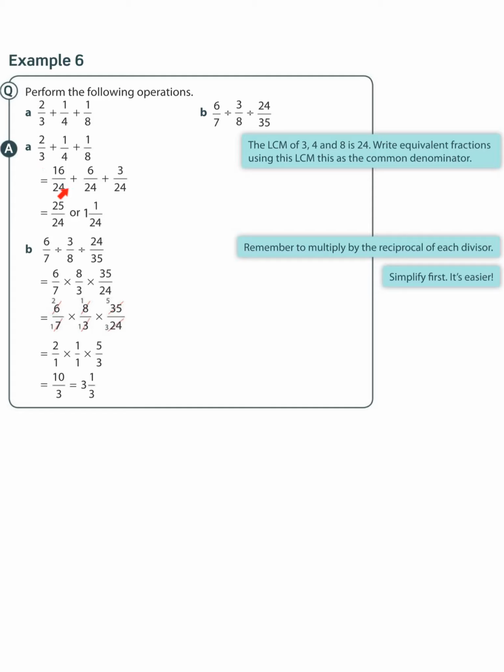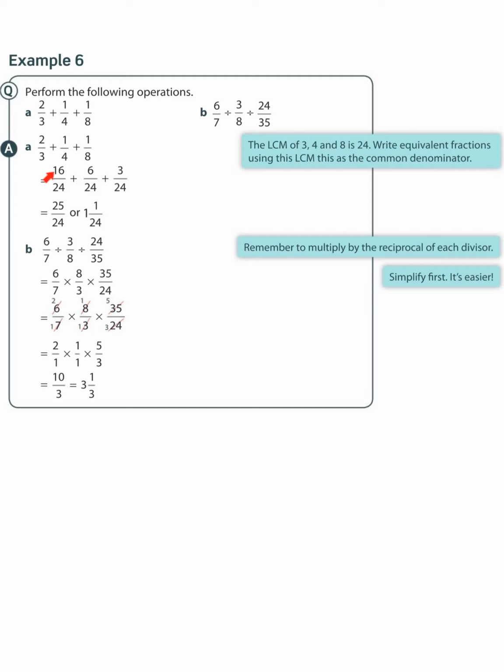So they wanted to change everything to 24. To go from 3 to 24, they multiplied by 8 on the bottom, so they multiplied the top by 8, so 2 times 8 is 16. 4, how do they go from 4 to 24? They multiplied 4 by 6, so they multiplied the top by 6, and they got 6 on 24. Here, 8, how do they go from 8 to 24? They multiplied by 3, so we multiplied by 3 on the bottom, we multiplied by 3 on the top. Okay, now they're all the same. The bottom number is the same, okay, and the denominators are the same.